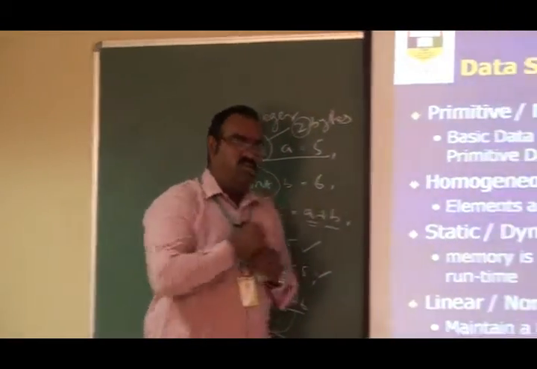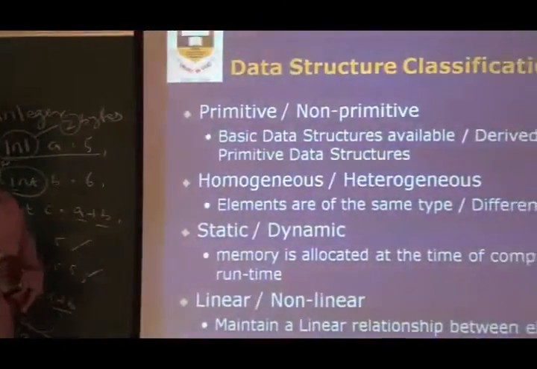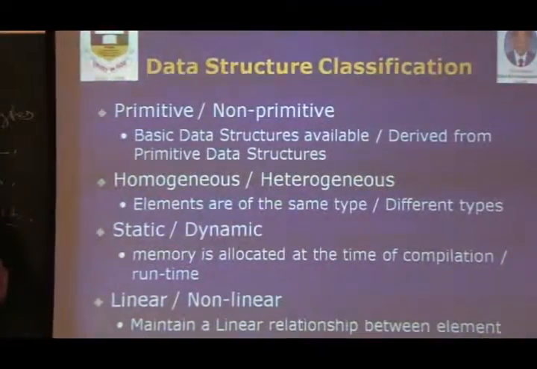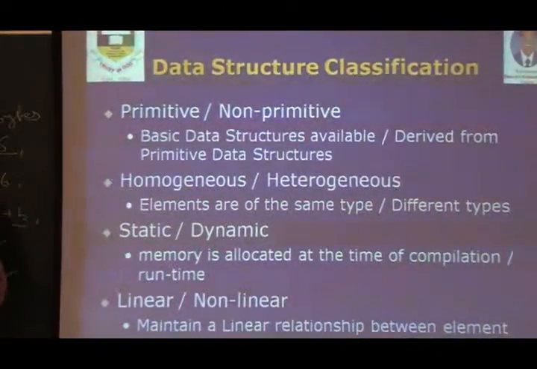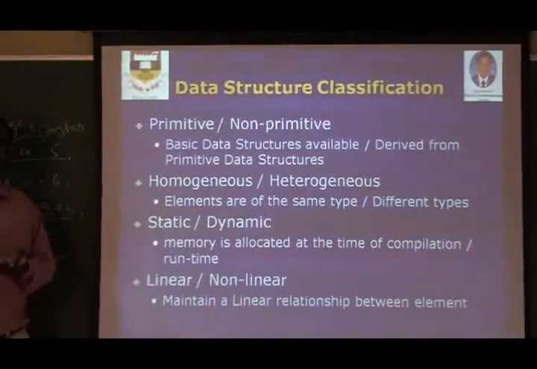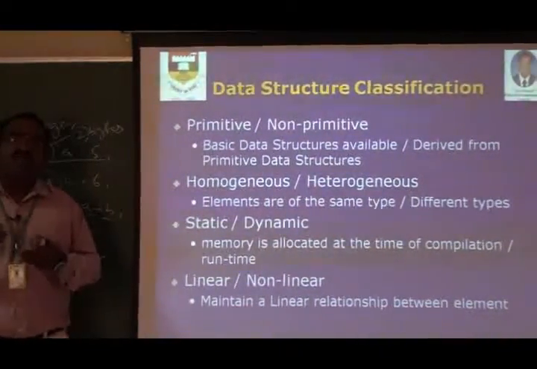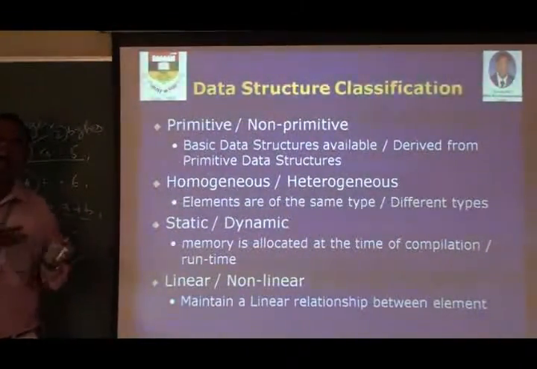The last one is called linear and non-linear. Linear is a sequential access. When you start from 0, it goes 1, 2, 3, 4, 5. It's a sequential manner, one by one. There is no omission of any memory location in the structure.